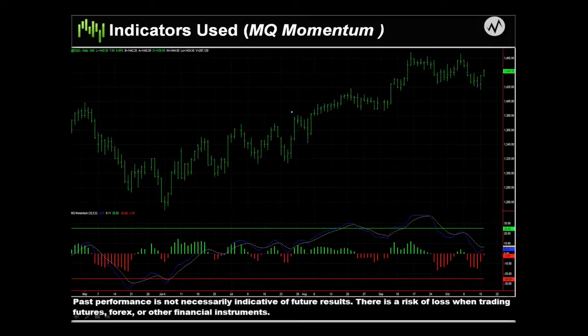Now, the other indicator that we use with these setups is the MQ momentum indicator. Now, this looks and operates similar to an MACD. However, it's a little bit more reactive, and it uses a slightly different algorithm where you have a histogram displaying the spread between your fast indicator line and your slow indicator line. Okay, so fast line is the blue line, slow line is the yellow line. The histogram is displaying the spread. A negative histogram is a negative spread, so the fast line is below the slow line. A green histogram is a positive spread, so the fast line is above the slow line.